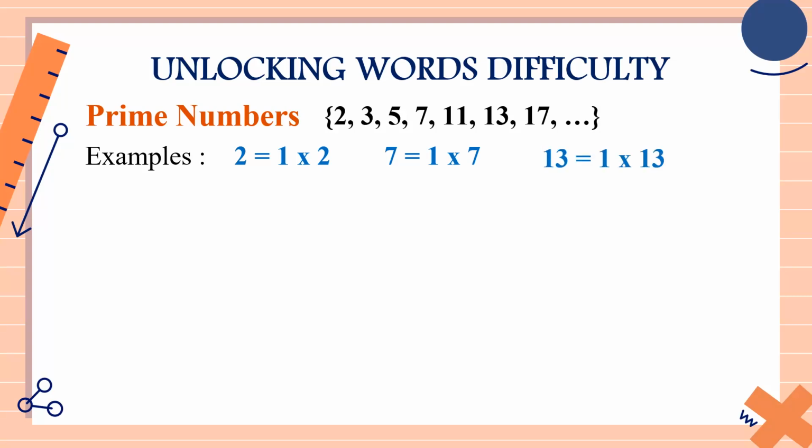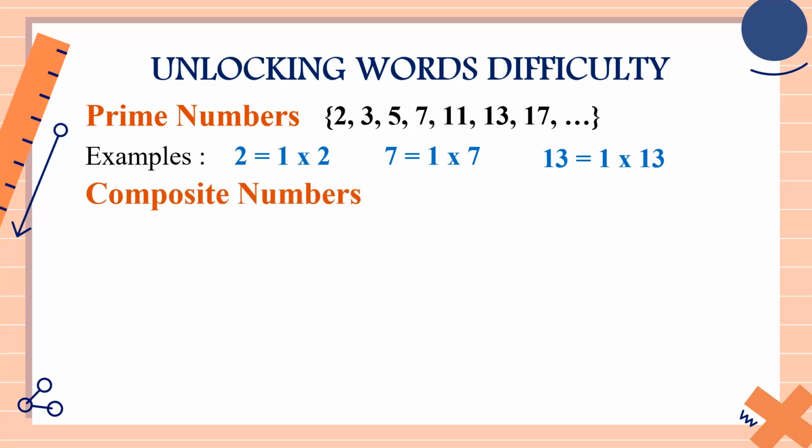Last example, class, if I say 13, 13 is equal to 1 times 13. So therefore, the factors of 13 are only 1 and 13. So just remember that one, class, prime numbers consist of two factors, 1 and the number itself. So 2, 3, 5, 7, 11, 13, and so on, these are what we call prime numbers. Do not forget, class, the smallest prime number is 2. Always remember that one, class. The smallest prime number is 2.